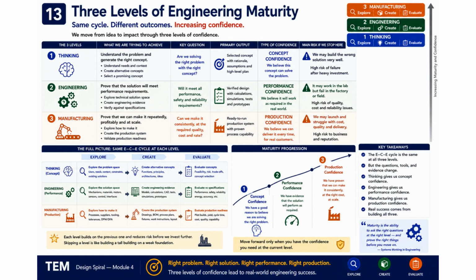Notice the progression. We are not simply adding more detail to the same design. At every level, we are asking different questions, using different tools, producing different outputs, and demanding stronger evidence. And each level reduces a different type of uncertainty before we invest further. That is the deeper meaning of the TEM design spiral. Explore to understand, create to learn, evaluate with evidence, then move forward when you have earned the confidence required for the next level.